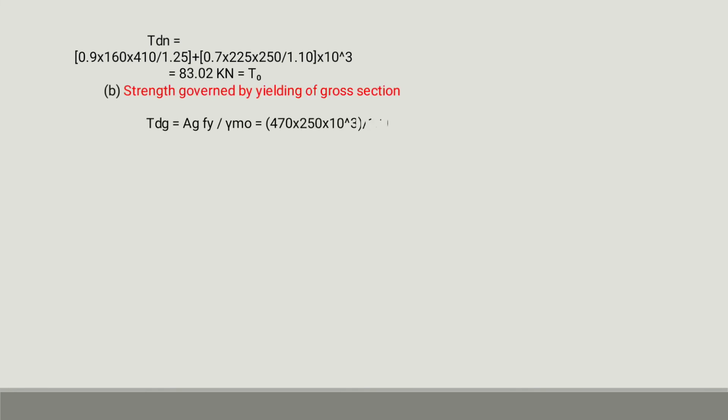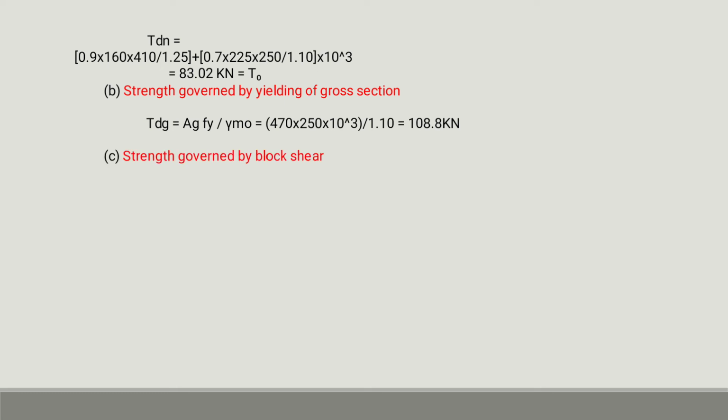Then strength governed by the yielding of cross section. So TDG is equal to AG FY by gamma m0. We know the AG values and FY is given in our question, the gamma m0 is 1.1. So we got that TDG is equal to 108.8 kilonewton.